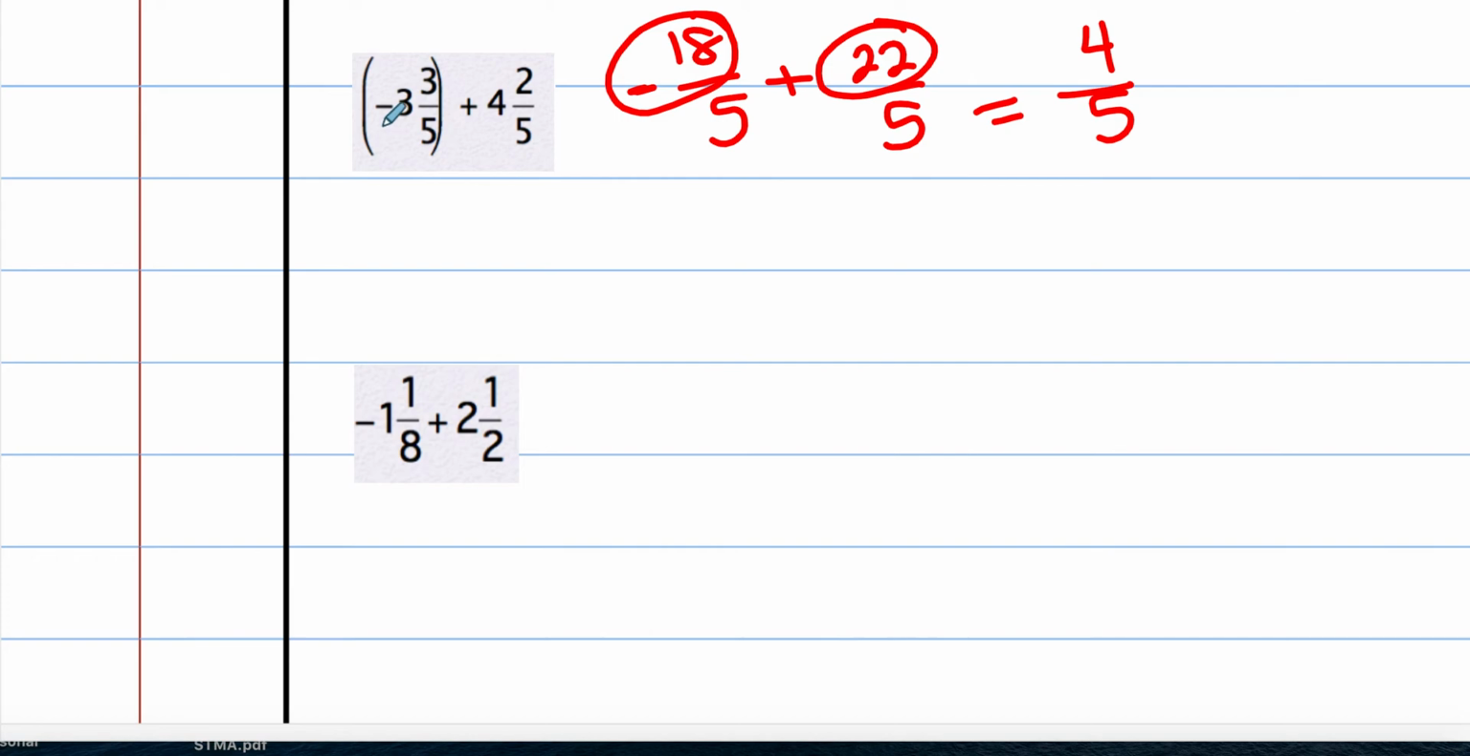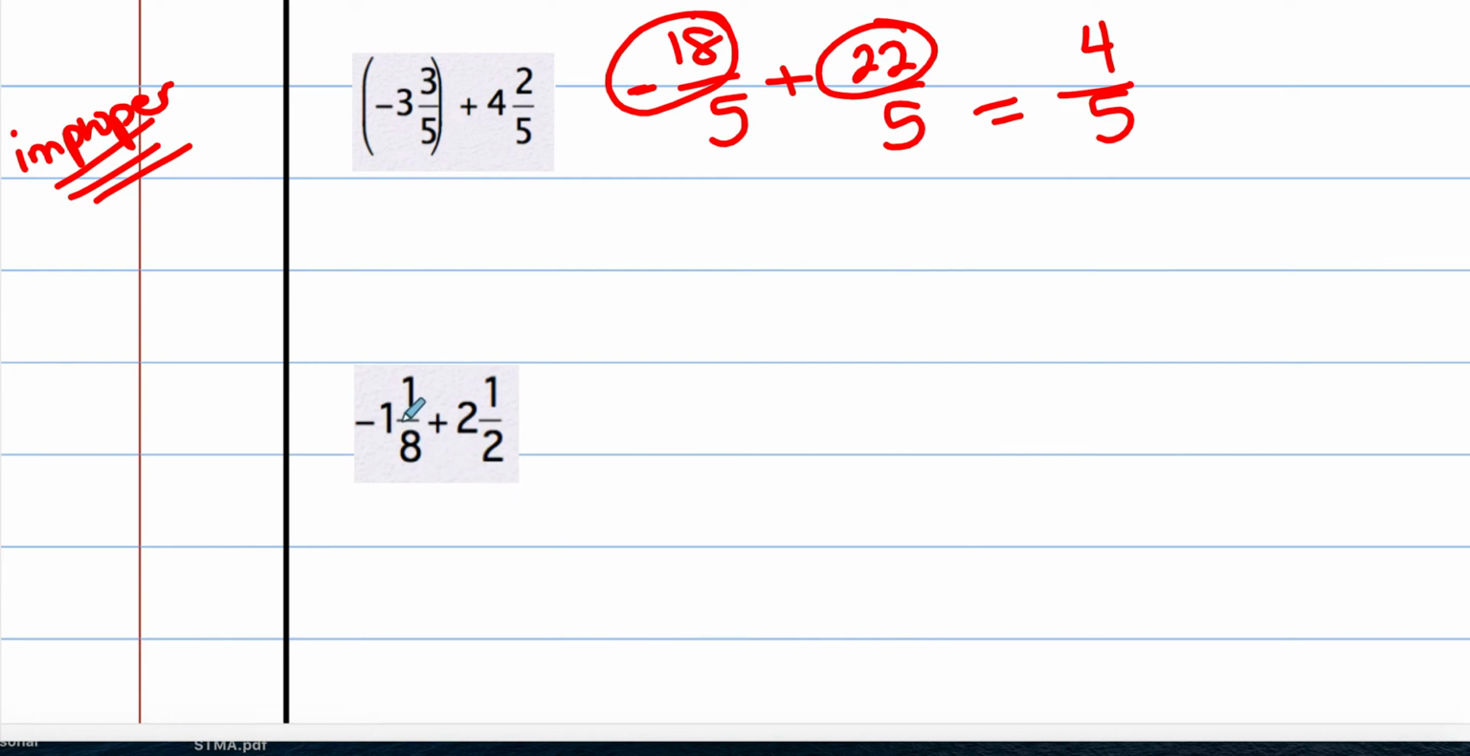That makes it easier than trying to figure out, well, it's 3 minus 4, but then I'm adding and I get 5/5, so it just is more confusing. So always change to improper. Go ahead and stop the video now and do this next one.